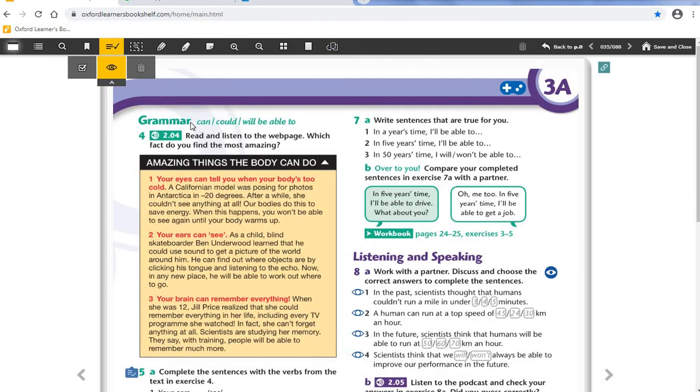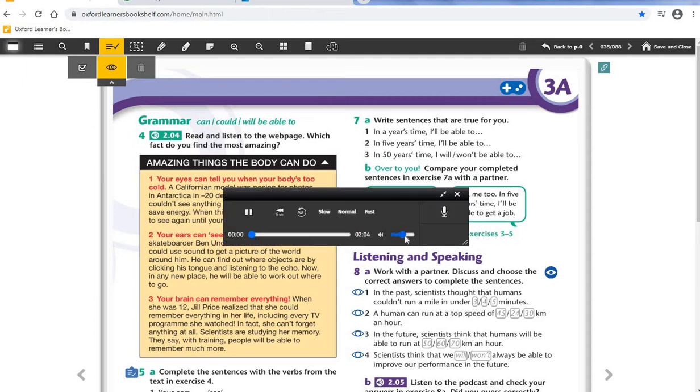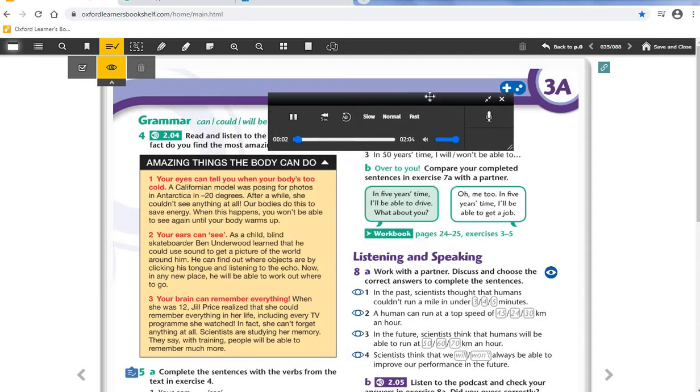Here we looked at the grammar part, and the grammar part is can, could, and will be able to. Listen, read and listen to the web page. Which fact do you find the most amazing? Let's listen. Track 4. Page 35.